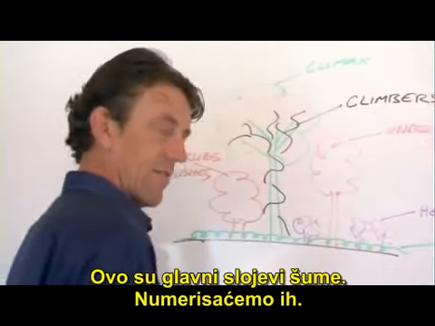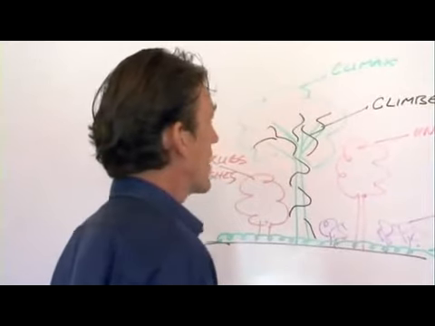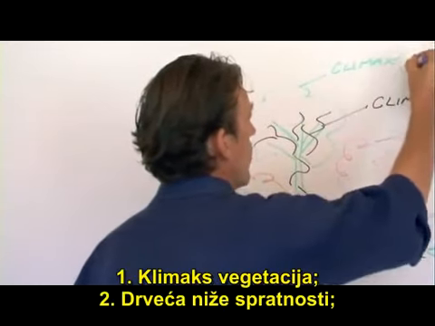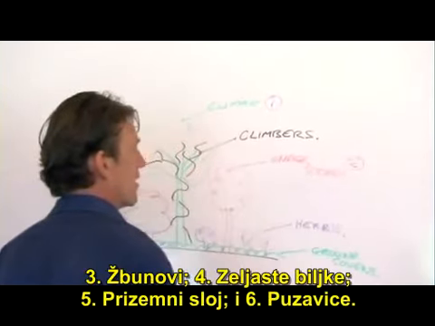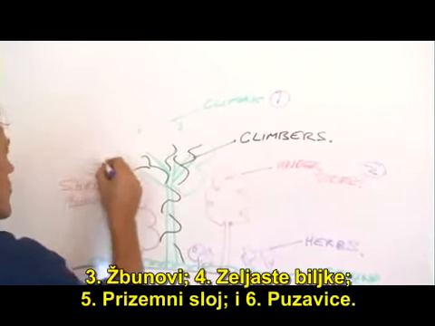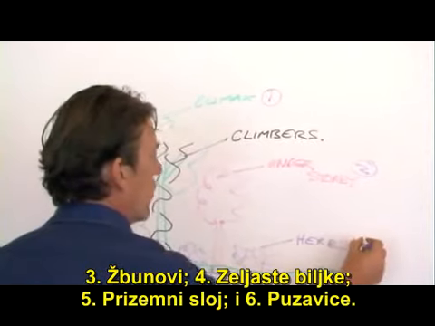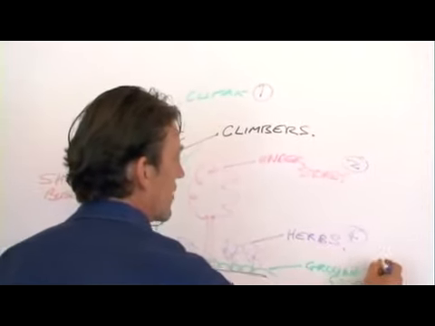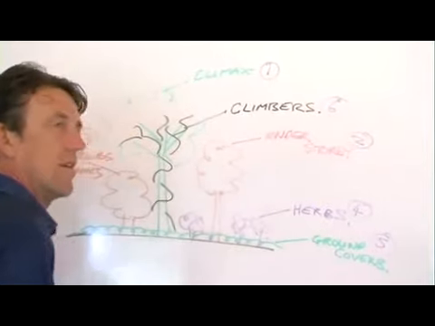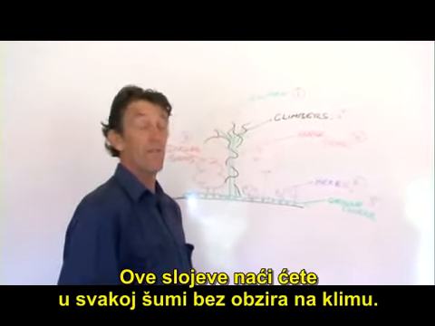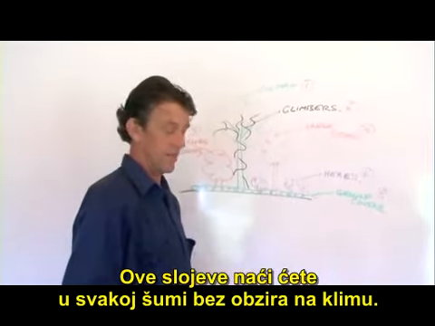These are the main layers of a forest. Let's count them through. We had 1, the climax, 2, the understory, 3, the shrubs, 4, the herbs, 5, the ground covers, 6, the climbers. Those layers are in every forest. Doesn't matter what climate it is.